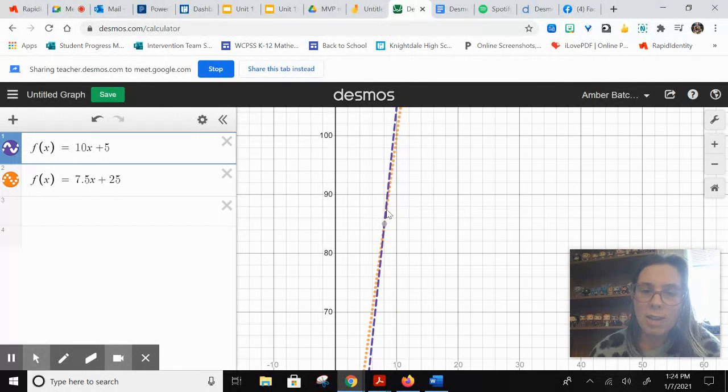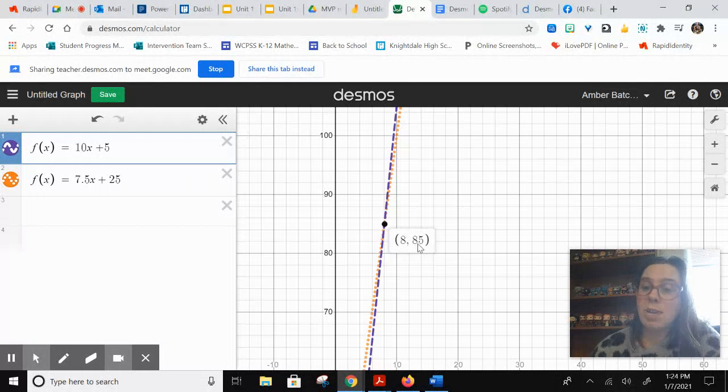So I'm going to click. You see here where I clicked, it automatically found where they crossed. So again, I just click, boom, there's a point. Now I need to know what that coordinate point is. So I'm going to click on it. Now I actually know what numbers those are. X is 8 and Y is 85.